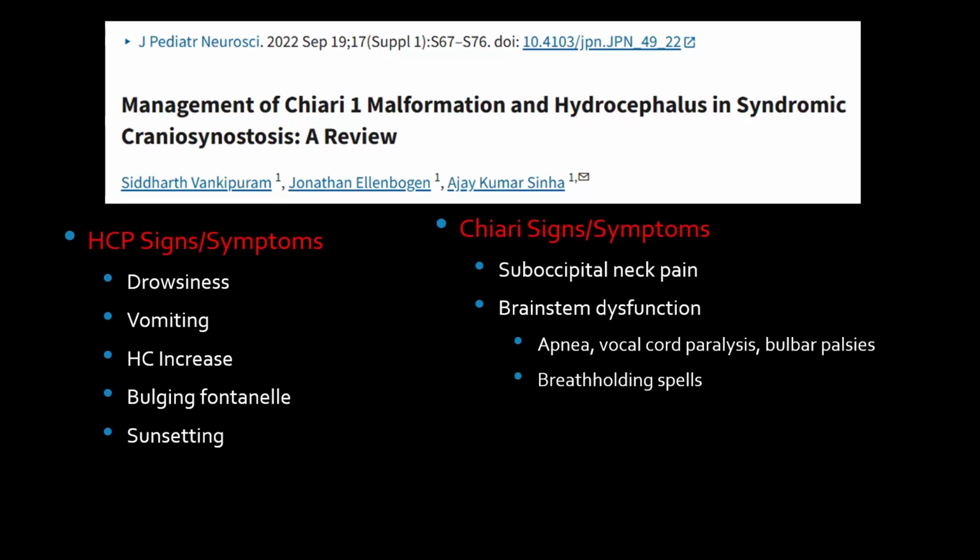So with hydrocephalus, again, the things to look for, and I know that previous talks have long lists of Chiari symptoms as well, but with hydrocephalus, you're looking at drowsiness, vomiting, head circumference increase, bulging fontanelle, and sunsetting in infants. And obviously headaches in older children, and papilledema in older children. With Chiari, again, the list is much longer than what I've included here, but these are the ones to consider in being more of a Chiari type problem than a hydrocephalus issue.